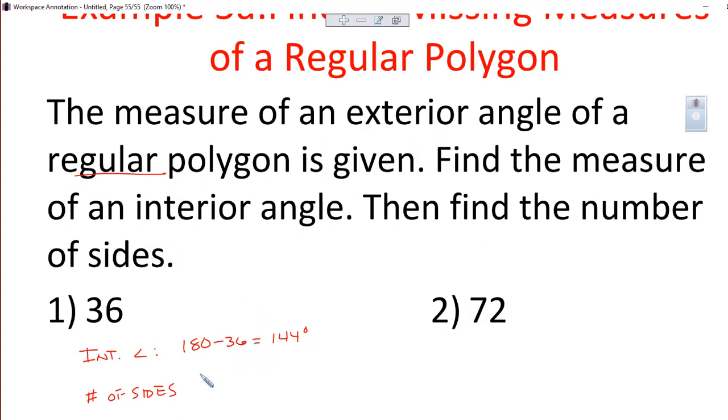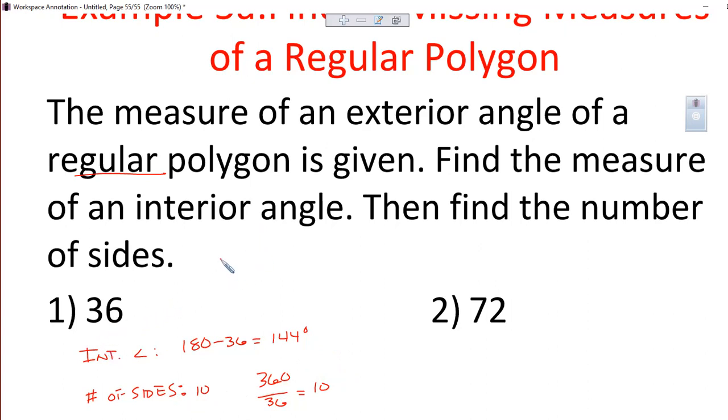Now, for the number of sides, we have to figure out how many 36-degree angles will go into 360. So we take 360 and divide it by 36. Calculate that out, and that comes up to be 10. That means there are 10 sides in this polygon that has an exterior angle of 36.